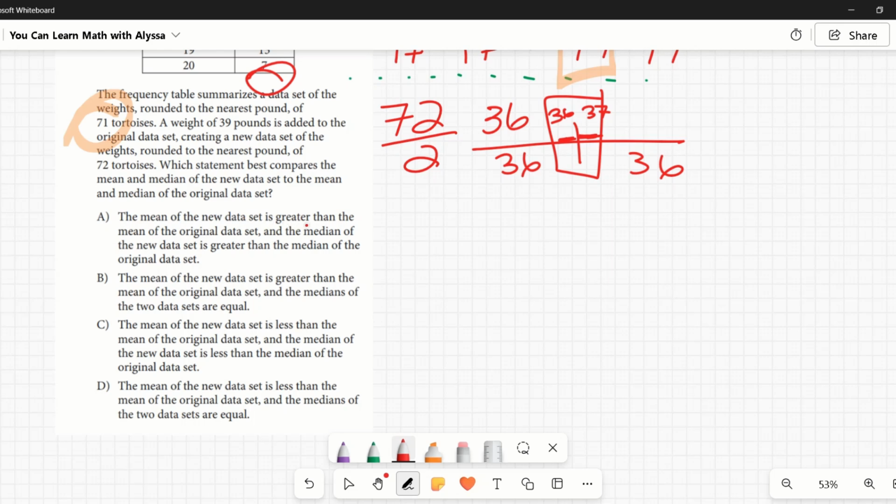A: the mean of the new data set is greater. Yep, that's right. And the median of the new data set is greater. Nope, the median is not. That one's out. B: the mean of the new data set is greater. Yes. And the medians of the two data sets are equal. Ding, ding, ding. Double check just to make sure there's not a trick in here. C: the mean of the new data set is less. Nope, we're out already because it's not less. And D: the mean of the new data set is less. Nope, not at all. All right, so B, there is my answer.